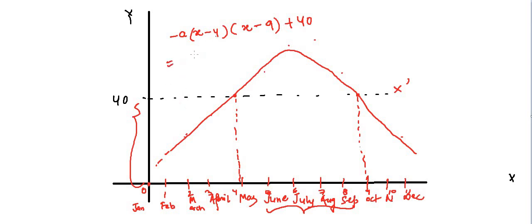Hence you can just take one minus sign inside and write a times (4 minus n)(n minus 9) plus 40. So which option will be correct? You can just verify. So our option D will be correct, right?